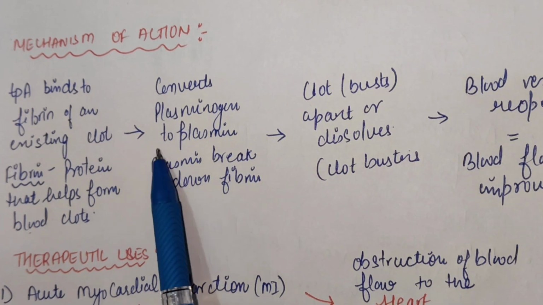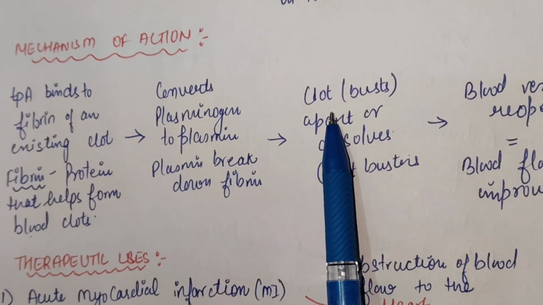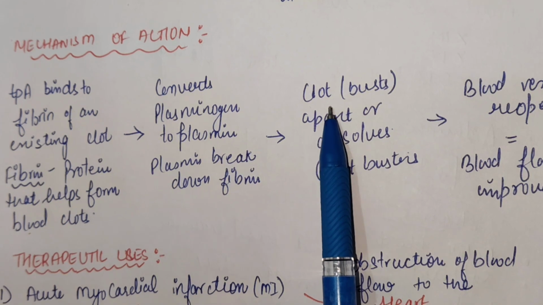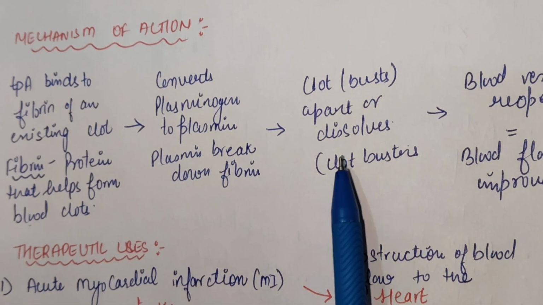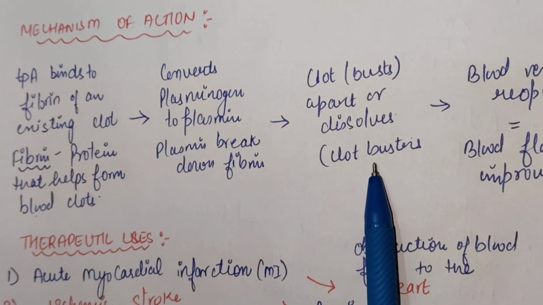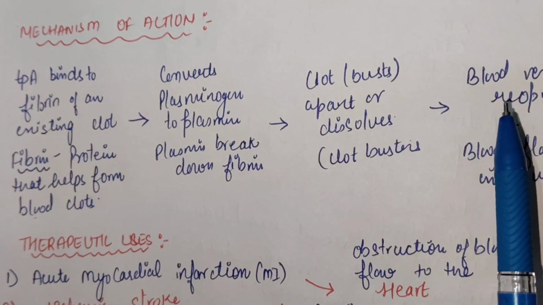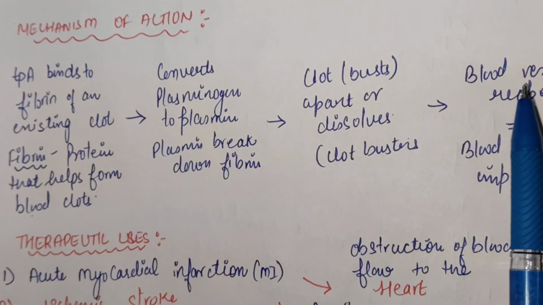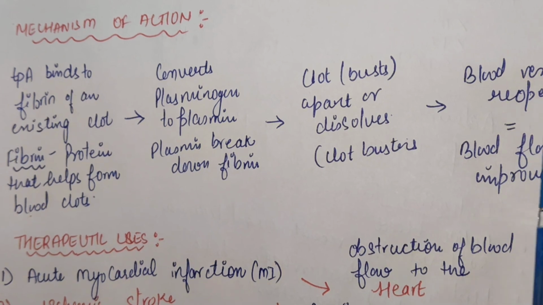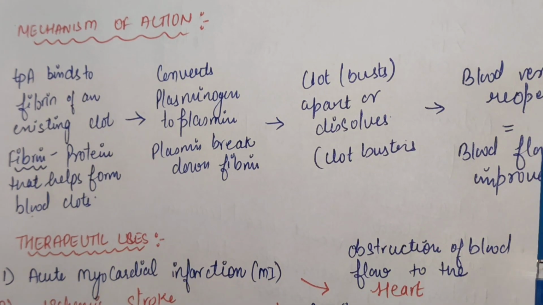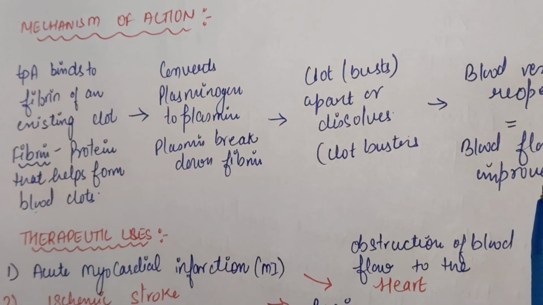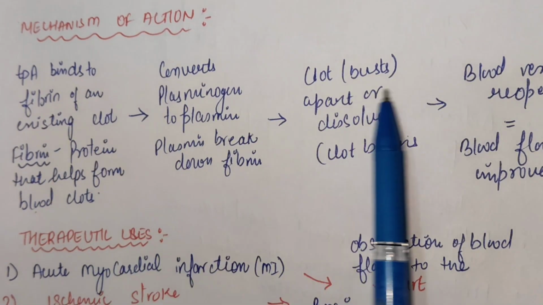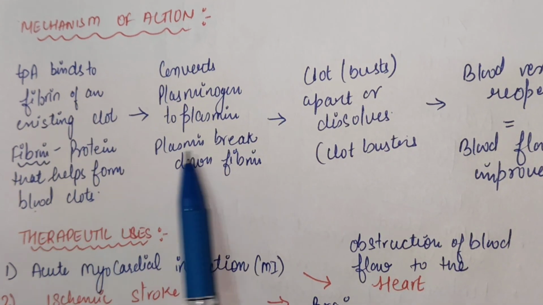After that the clot will burst, meaning the clot will break apart or dissolve, a process called clot buster. After that the blood vessel reopens. So with the help of this, the blood vessel reopens and the blood flow improves. This is the whole mechanism of the TPA injection.